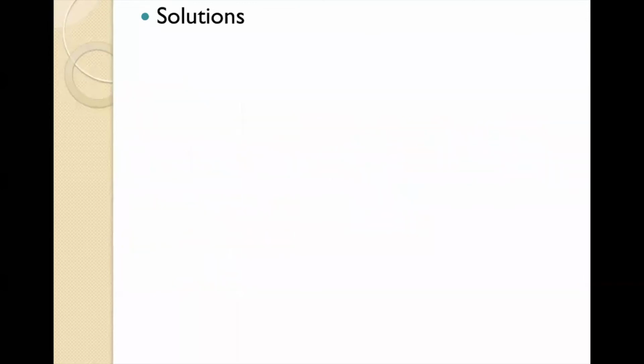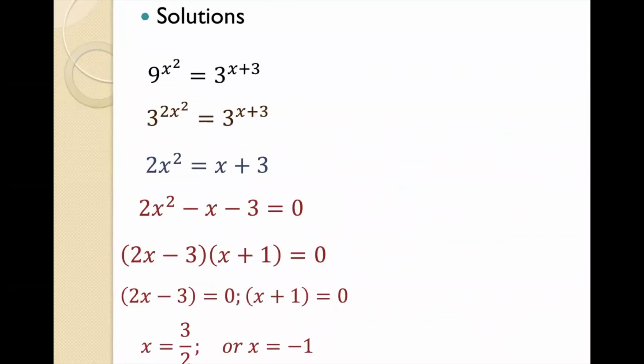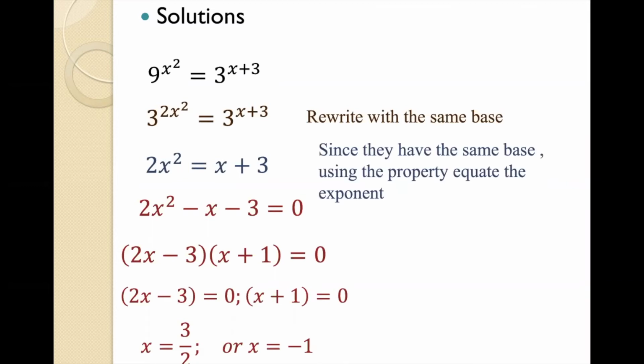Next example. So you have 9 raised to x squared equals 3 raised to x plus 3. Again, you write them with the same base. So you have 3 squared is equal to 9. So multiplying 2 to x squared, you have 2x squared. And the right side will remain the same. Since they have the same base already, again, using the property, equate the exponents. So you have 2x squared equals x plus 3.